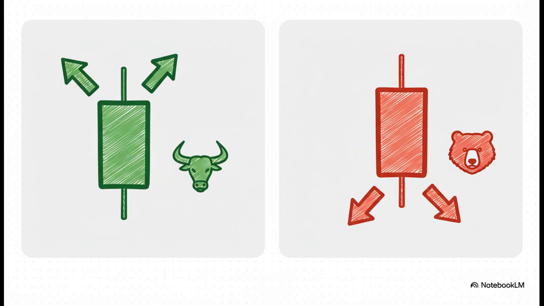If you see a green candle, it means the buyers won that round. The price ended up higher than where it started. We call that bullish. But if the candle is red, well, the sellers took control, and the price finished lower. That's bearish. It's really that simple. Green means go up, red means go down.